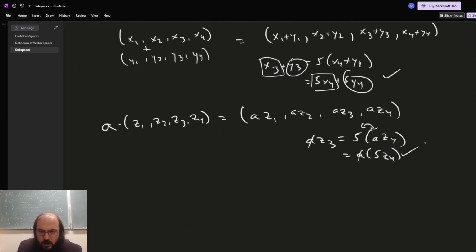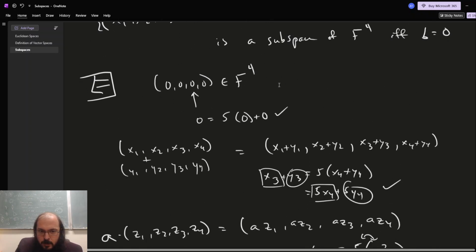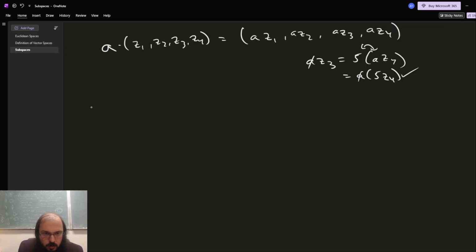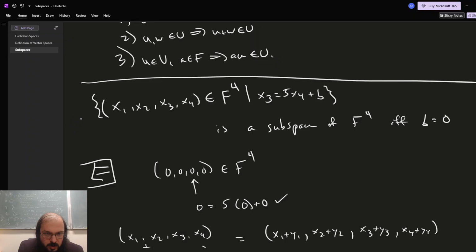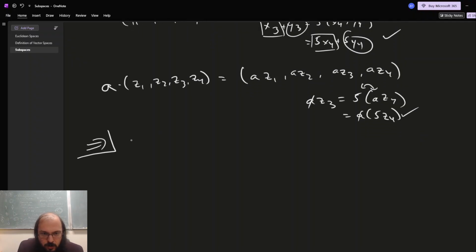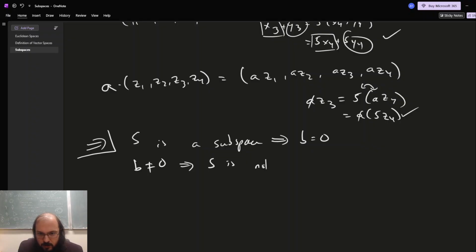What about the forward direction? In other words, if I know this is a subspace, what should we call this? I didn't give this set a name. How about we call this just S for set? So now I'm assuming S is a subspace. I need to prove that b is equal to 0. Well, instead, we do a little logical trick, namely the contrapositive. I prove that if b is not 0, S is not a subspace.